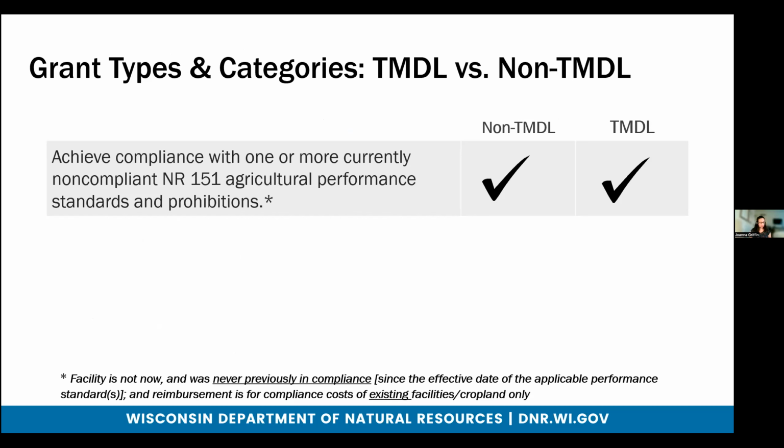Because non-TMDL projects are not located in a TMDL watershed, they must achieve compliance with one or more non-compliant NR 151 performance standards and prohibitions at facilities that are not now and have never previously been in compliance since the effective date of the applicable performance standard. And the reimbursement is for compliance costs of existing facilities and cropland only.